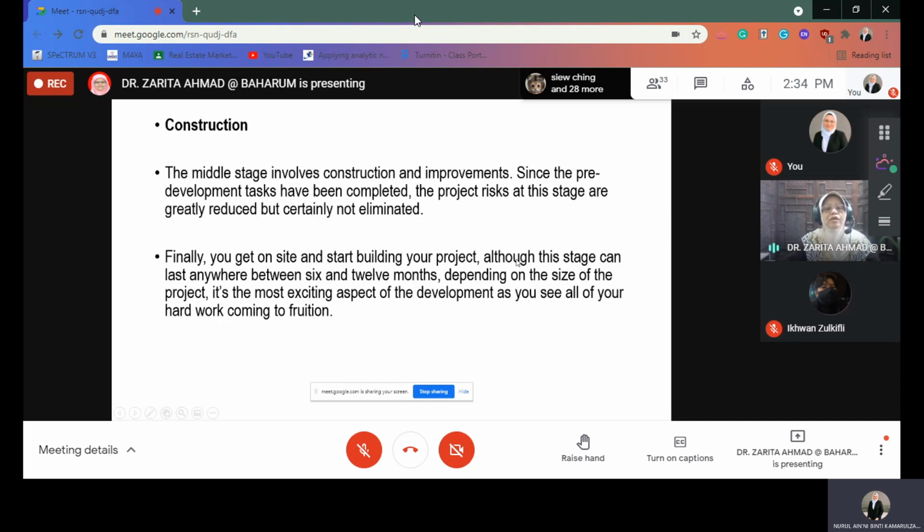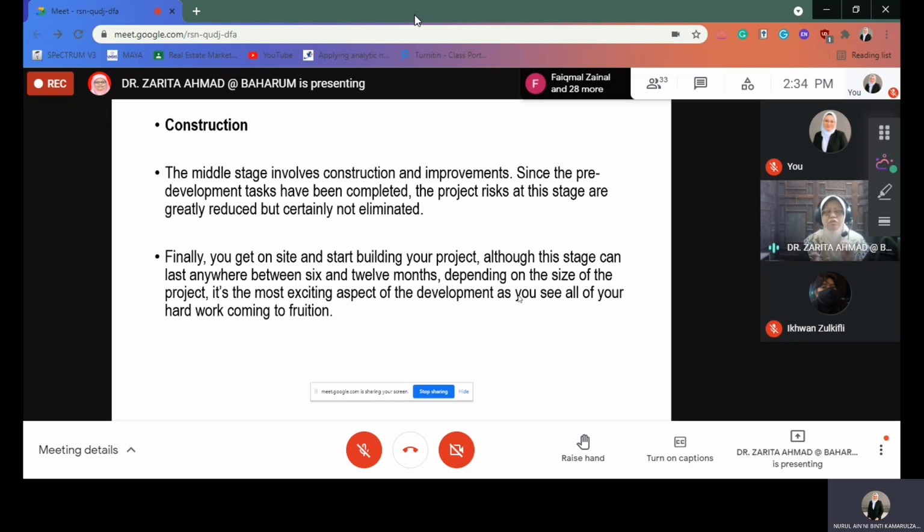Okay, right. So next one, you're talking about the construction. Construction would involve your construction and improvement. Maybe this one is not to say the longest, but still, we are hoping that it will be on schedule, that you will get it done according to the time frame. Because if you read the book by Fraser, kawan-kawan, the most critical element that will influence the developer's profit is actually the duration, the timing. So construction is one of the critical timings.